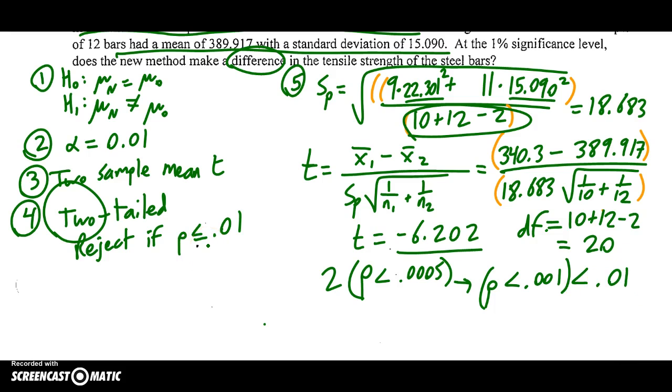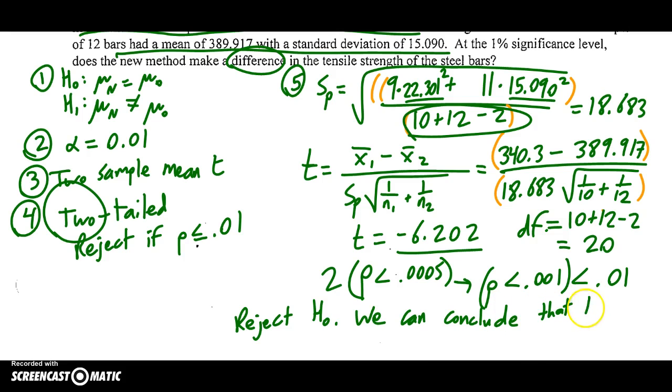Whatever that is, it's still smaller than 1%, which means we're going to reject the null, and we can conclude that the new method makes a difference in the tensile strength of the steel bars.